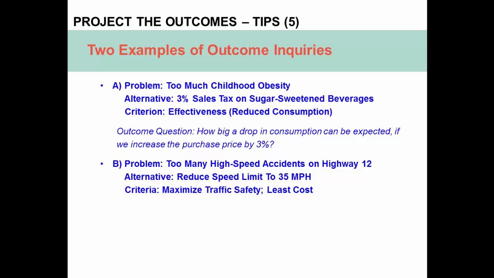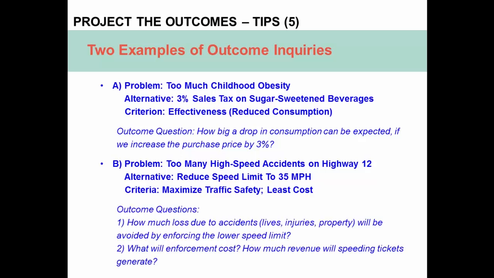The second example involves a problem we might define as too many high-speed accidents on Highway 12. Let's say that the analyst has placed on the table the alternative of reducing the speed limit to 35 miles an hour. Next, let's look at two criteria. First, maximizing traffic safety, presumably through reducing the number and the severity of these accidents. And secondly, implementing this alternative, this reduced speed limit, at least overall cost.